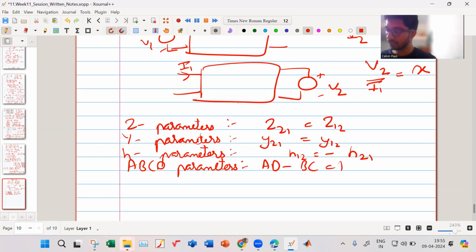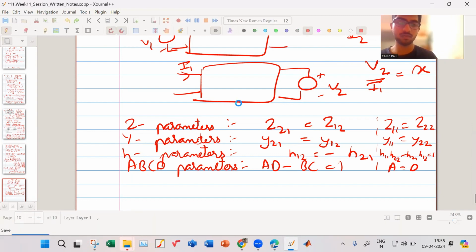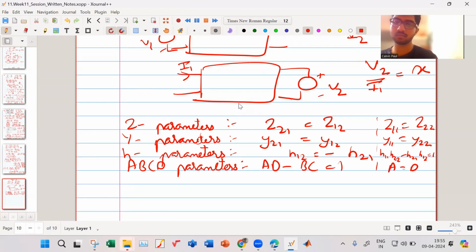For the symmetry condition, Z11 should be equal to Z22, right? Yes. So the symmetry condition is Z11 equals Z22, and Y11 equals Y22. For H parameters, H11 times H22 minus H21 times H12 is equal to 1. And here for ABCD you have A equal to D. This is the condition.